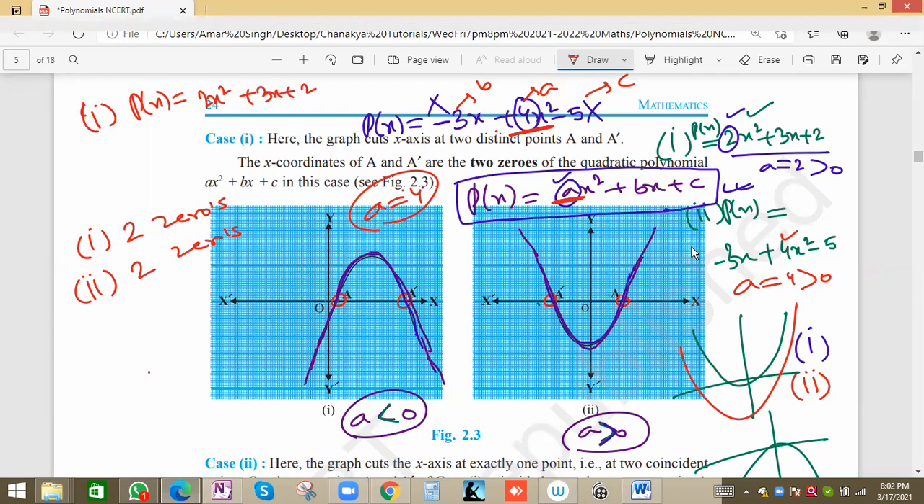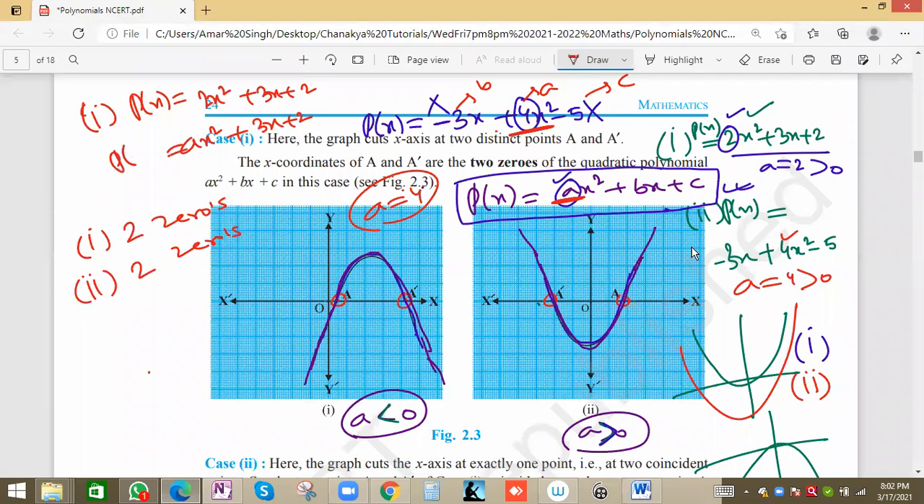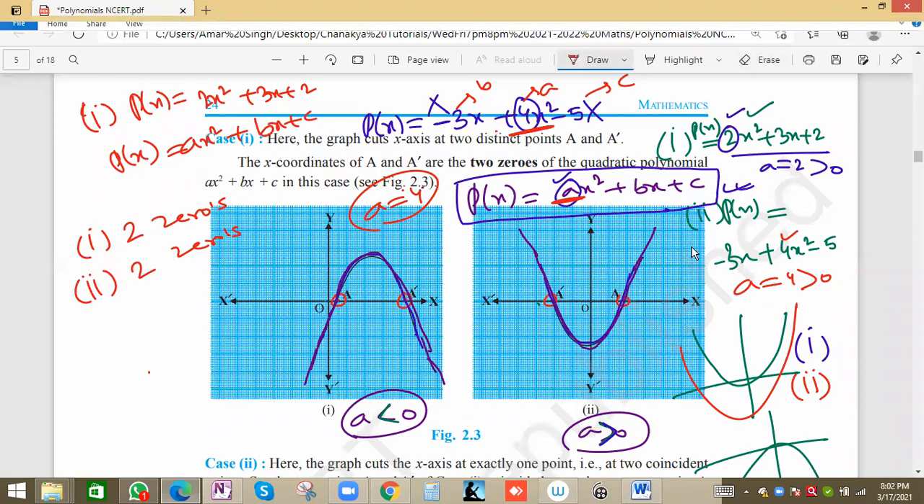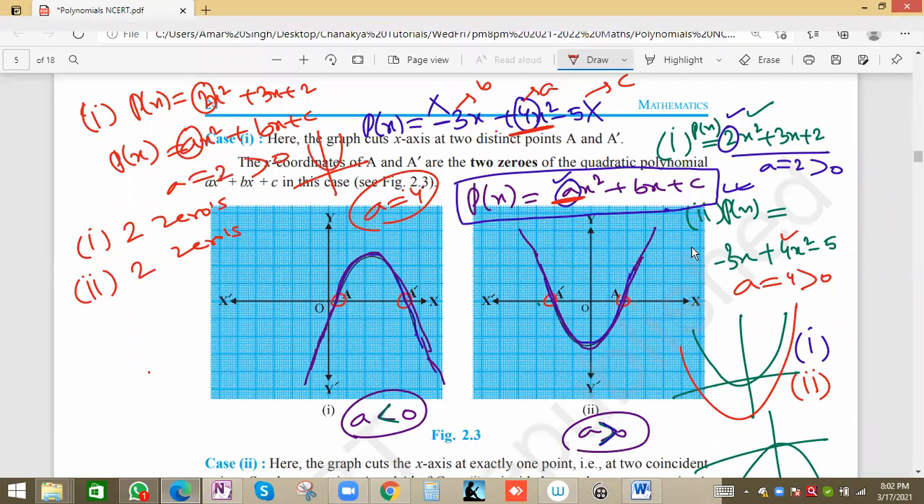So if we compare with the standard equation of quadratic form, ax square plus bx plus c, always you have to remember ax square plus bx plus c. So if we compare, then we get the a value as 2 in the first case. The a value 2 is greater than 0. That means the graph will open in upward direction.